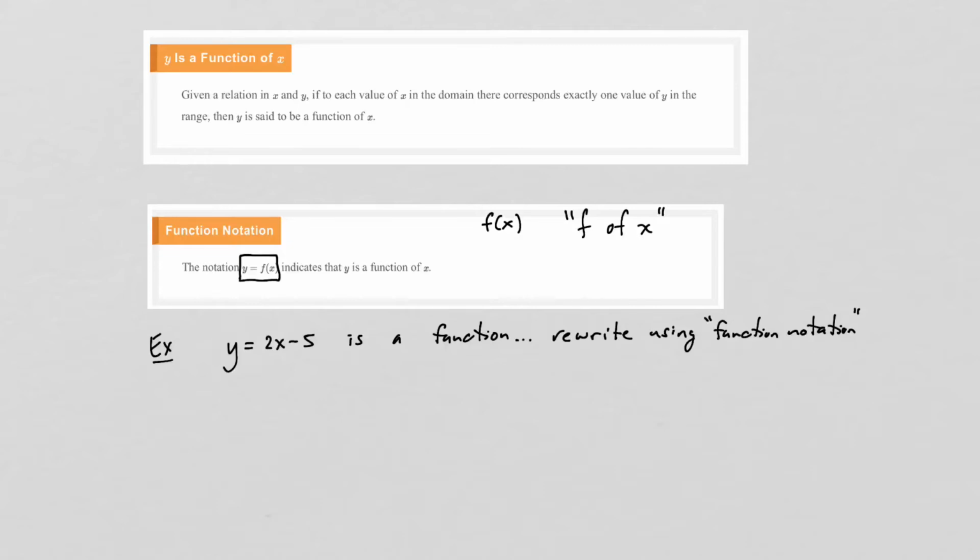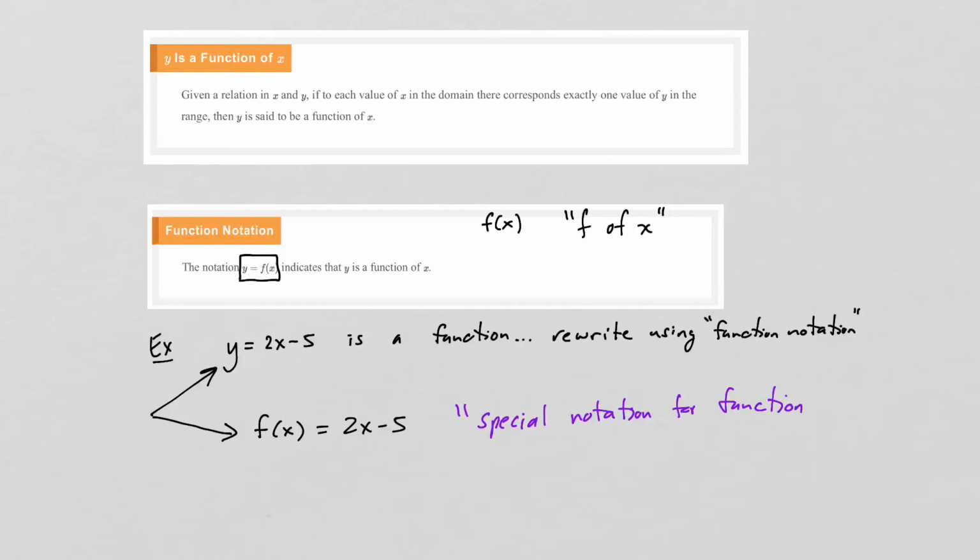So down here, y equals 2x minus 5 is a function, and therefore we can rename it f of x equals 2x minus 5. So notice that f of x is just replacing the variable y. This is special notation that we use for functions only. And it turns out that it's very convenient. Let me show you an example.